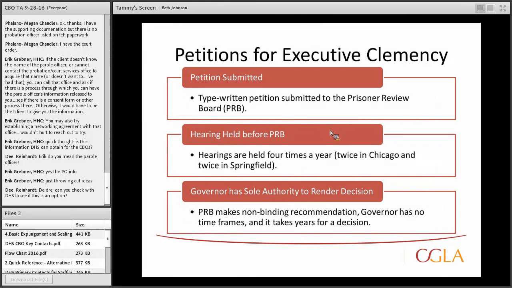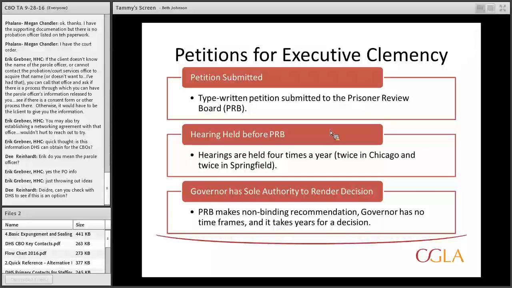So clemency, I don't even want to talk about it because it's such a joke. It used to be a really viable remedy. Clemency is when you're petitioning the governor for a pardon. A pardon allows you to expunge an otherwise ineligible conviction, right? You prepare a petition, you go before the board, beg and try and prove that you're a good person, and the governor decides whether or not to grant it.